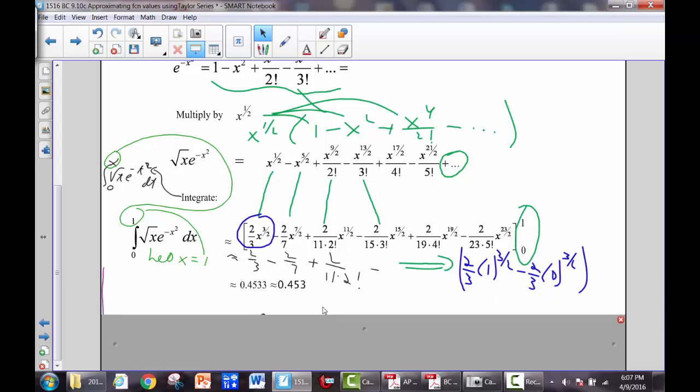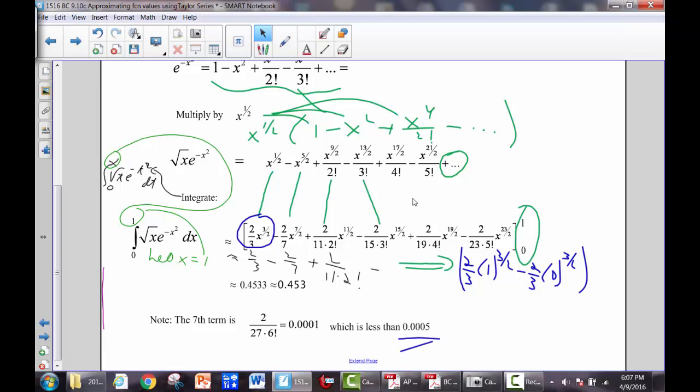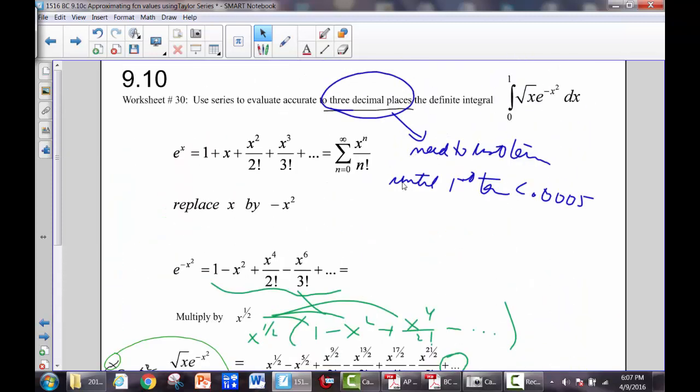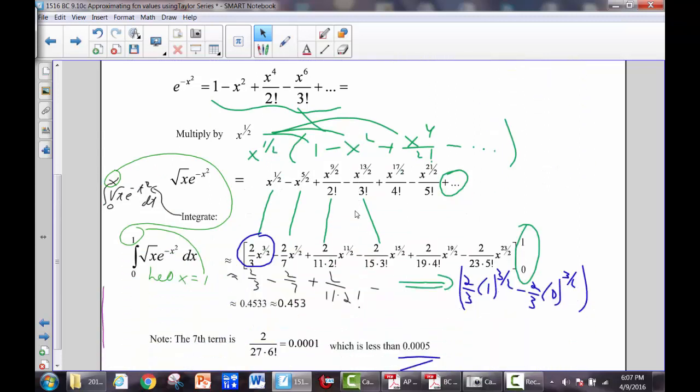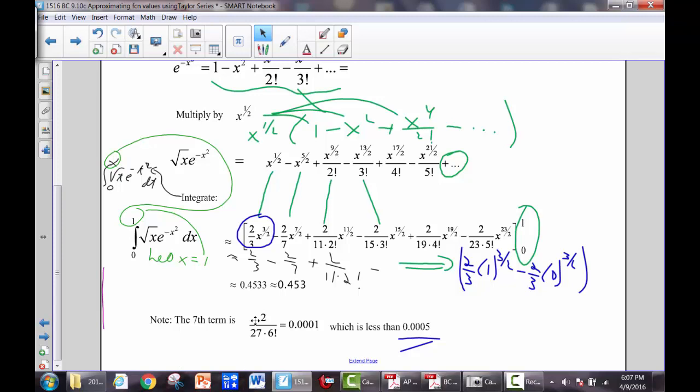Now, I'm just kind of stopping here, but they want it correct to 3 decimal places, which means you're going to list the terms until you get to the first term that's less than 0.0005. So it turns out that the 7th term, by the way, is the first one that's less than 0.0005. So you'll use the first 6 terms. Okay, and when you do use the first 6 terms, you'll get this. Round each term to 4 decimal places, and then round the final answer to 3 decimal places.